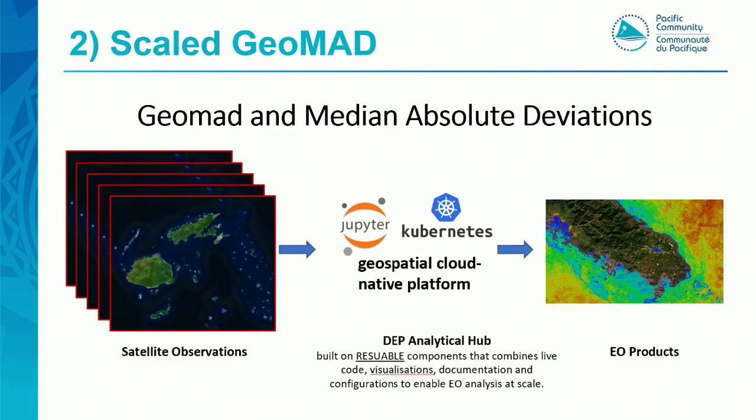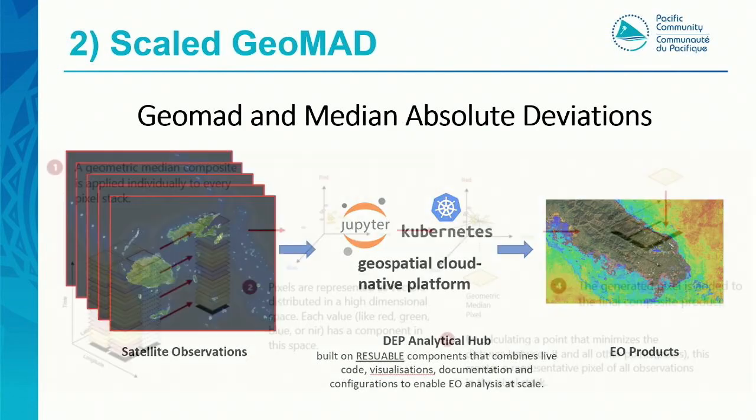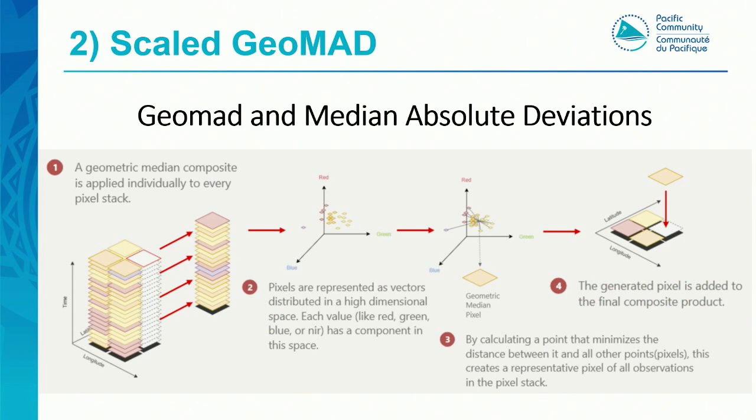Okay, so the scaled GeoMAD. Through this process of working in the cloud native environment, with the compute that we have through Dask parallelization, we're able to scale these products across the Pacific. This cloudless mosaic is what we use to generate the land cover map. And again, this is the GeoMAD and median absolute deviations product that Alex has helped us build.